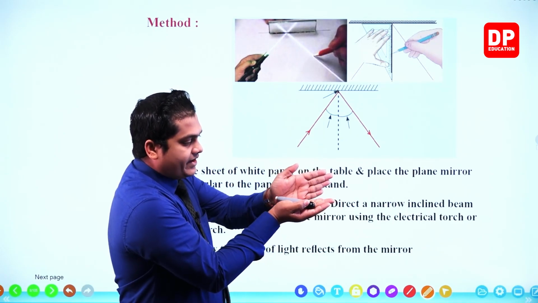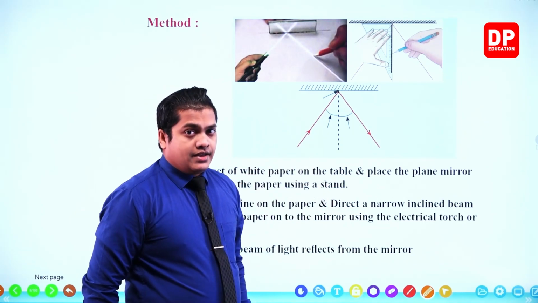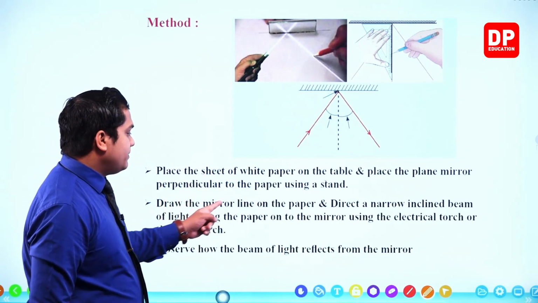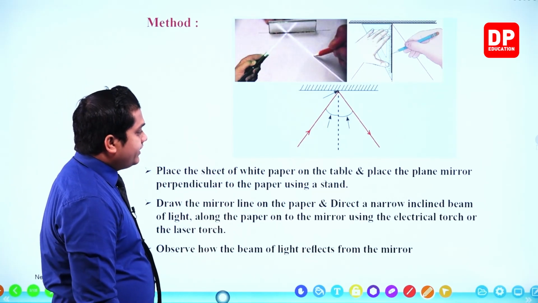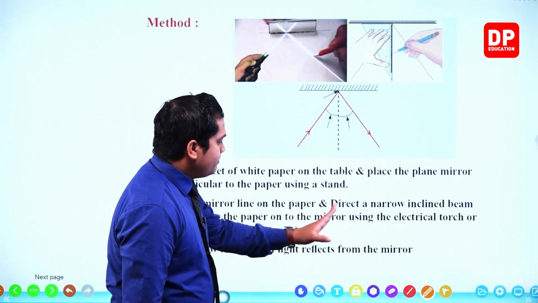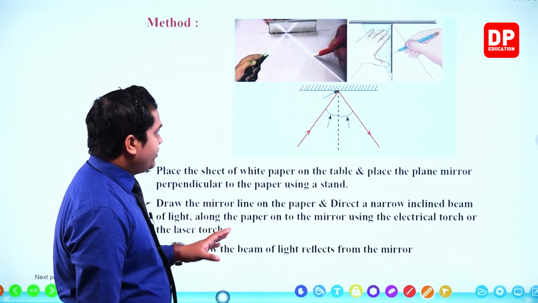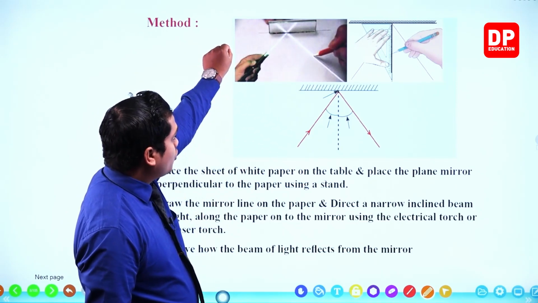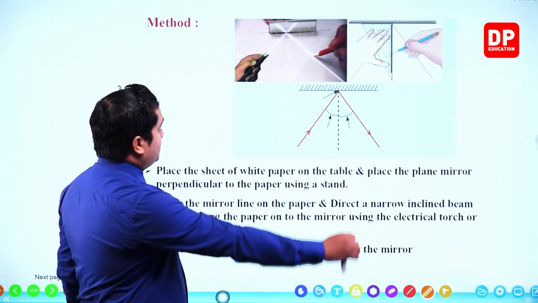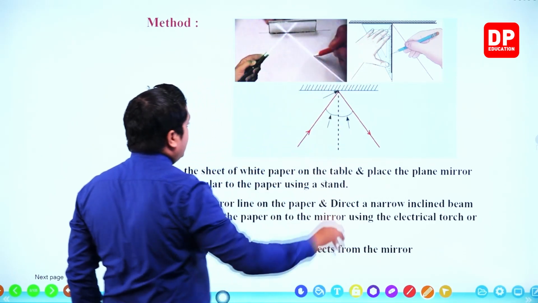This is the white colored surface, and this should be the plane mirror. Like this, you have to keep the plane mirror and the white A4 sheet. Then draw the mirror line on the paper and direct a narrow inclined beam of light along the paper onto the mirror using the electrical torch or the laser torch. After placing it, you have to draw the line of the plane mirror which you placed.